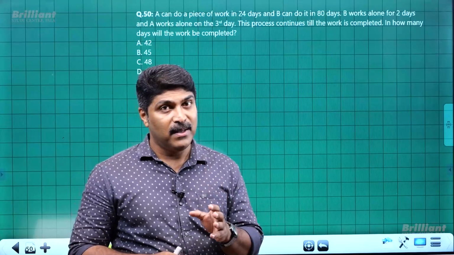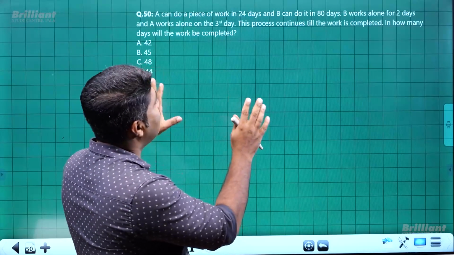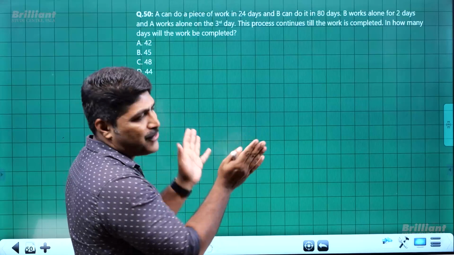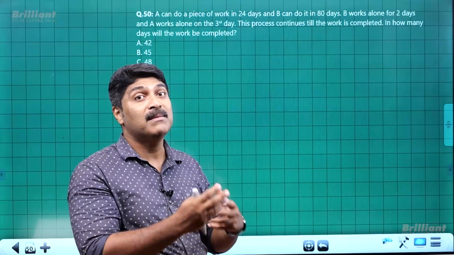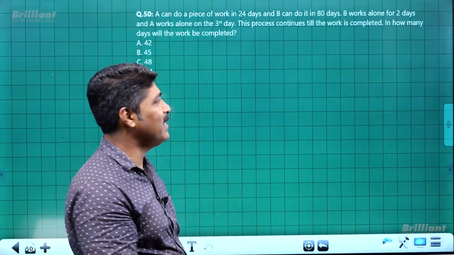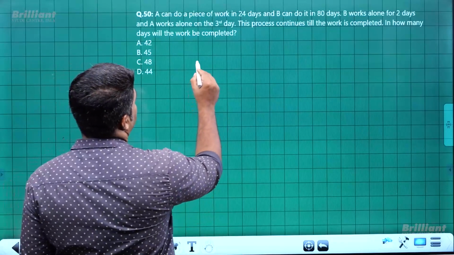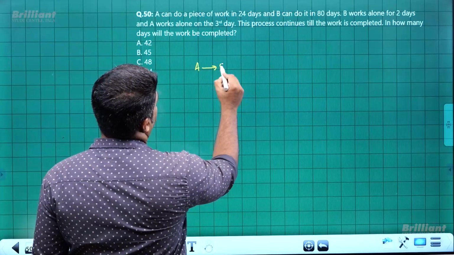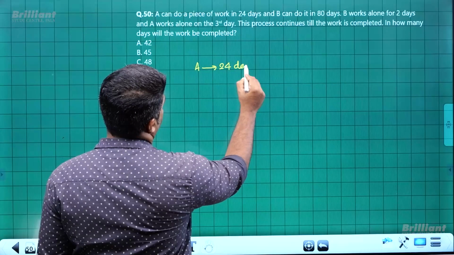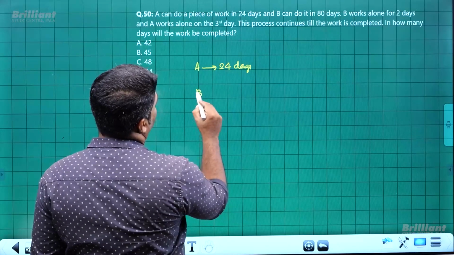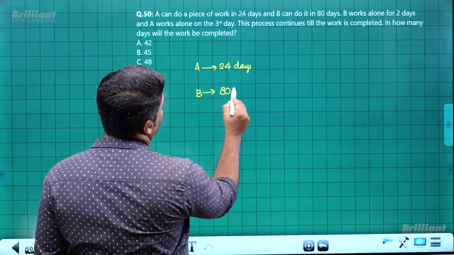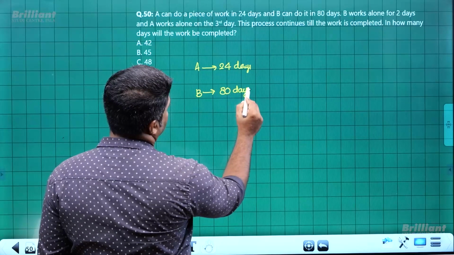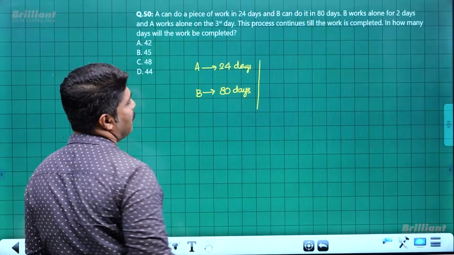What is the first step? You have to make that illustration, in the form of an assumption of total work and their efficiency. So first, you just write it like this. A requires 24 days, and what does B require? 80 days. So what is the LCM of 24 and 80?